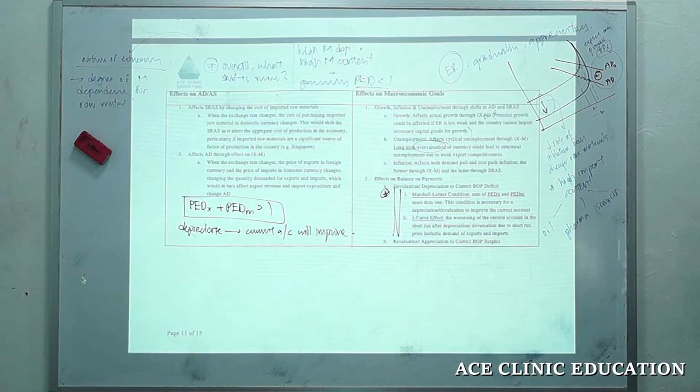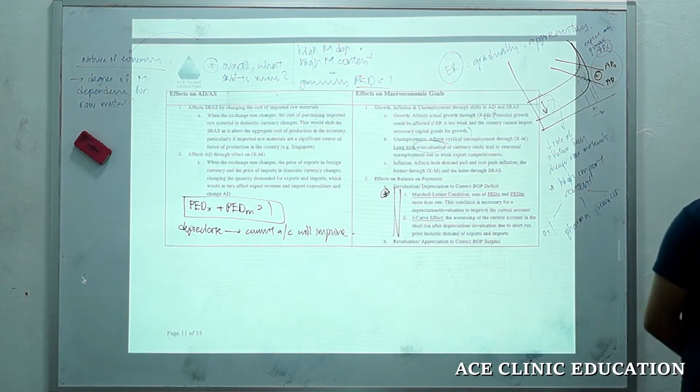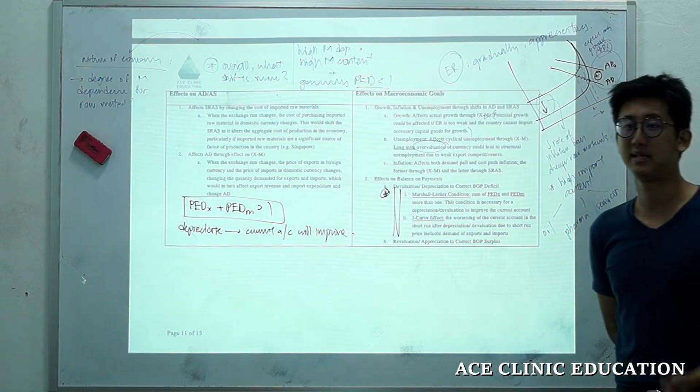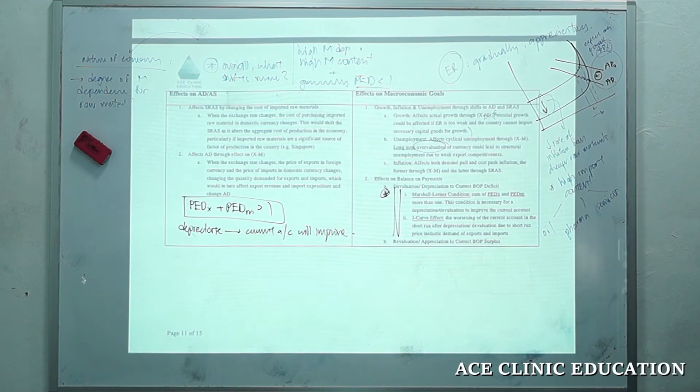Same goes when talking about AD shifting. When you depreciate, if you want your X minus M to rise, you need the Marshall-Lerner condition to hold. Okay, so all you need to be able to do is to say what the condition is and say that it needs to hold for your X minus M to rise. That's all. You don't even need to justify why. Because the proof is all math. There's no way you can explain it.